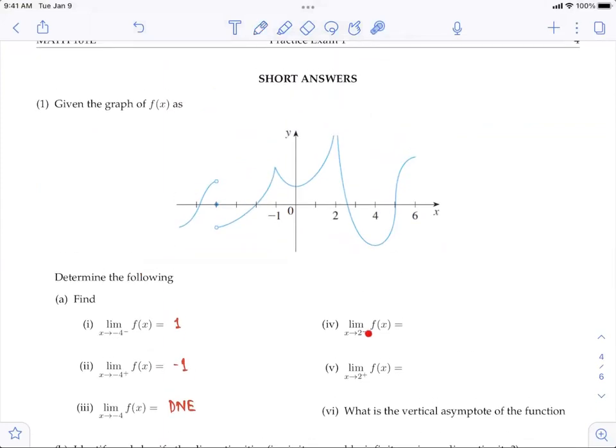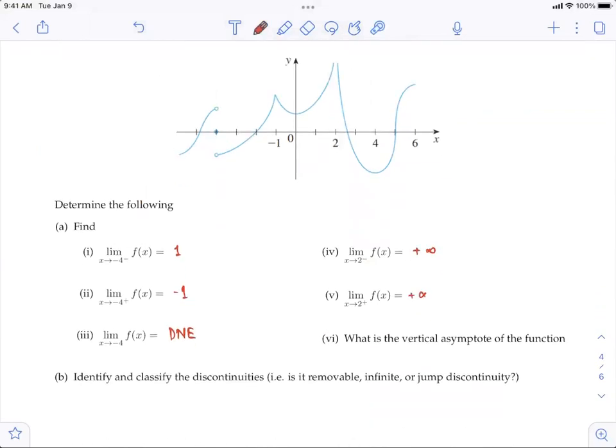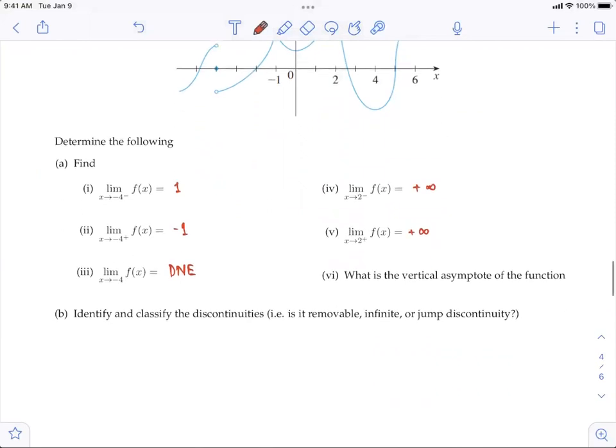Now, the limit of the function as x approaches 2 from the left is equal to +infinity. And the limit of the function as x approaches 2 from the right is also equal to +infinity. Therefore, you can conclude that the vertical asymptote of the function is x equal to 2.